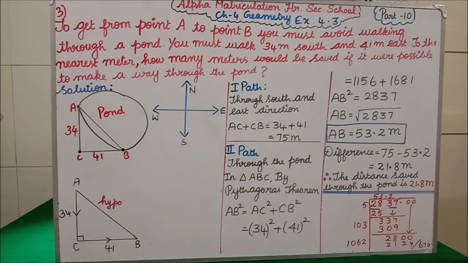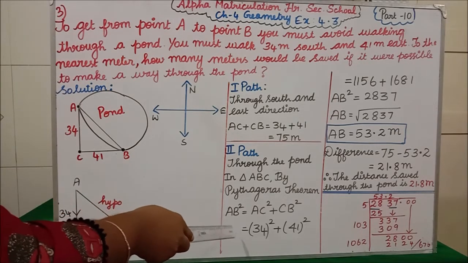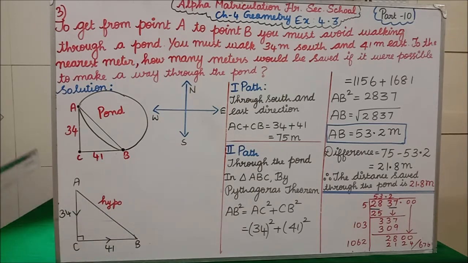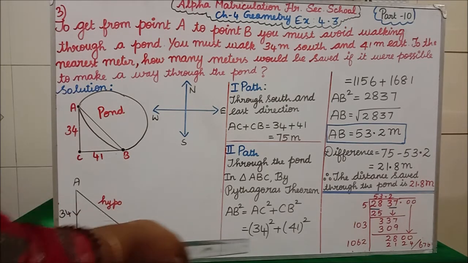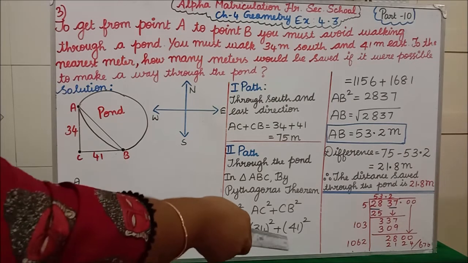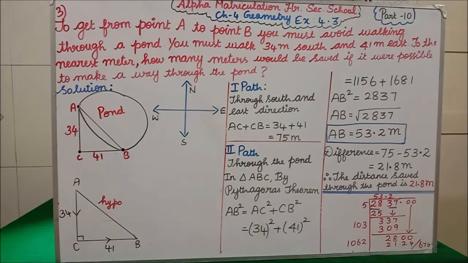Okay, so now, what does the Pythagoras theorem statement say? Hypotenuse side square. So AB square equals the sum of the squares of the remaining two sides. So the remaining two sides are one AC square, another one CB square. Clear, all of you? So AC they have given is 34 square. CB they have given is 41, so I have written 41 square.